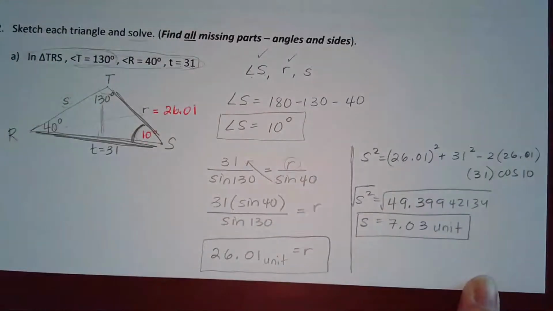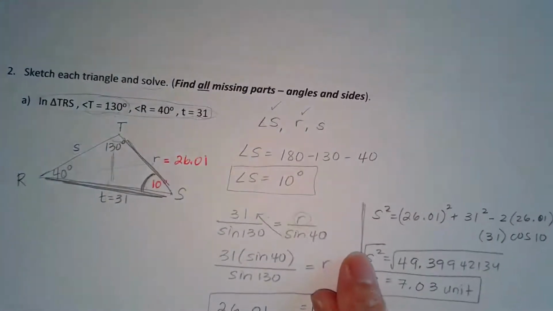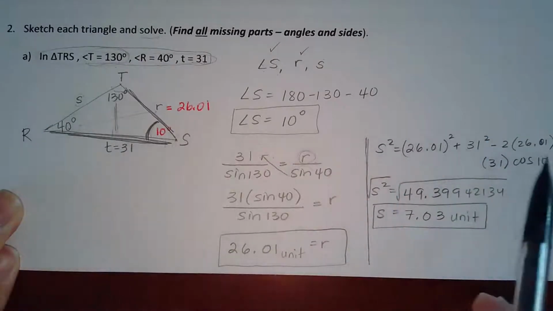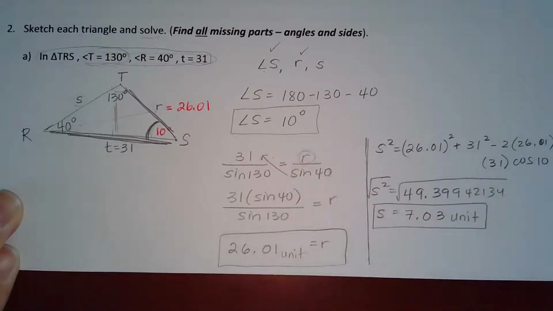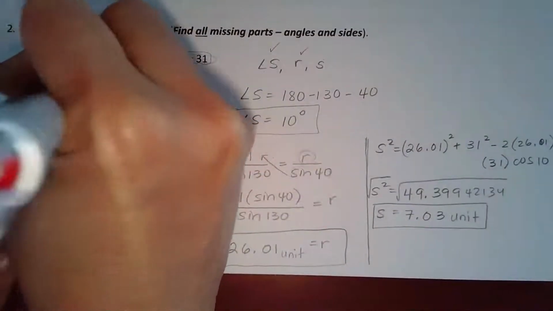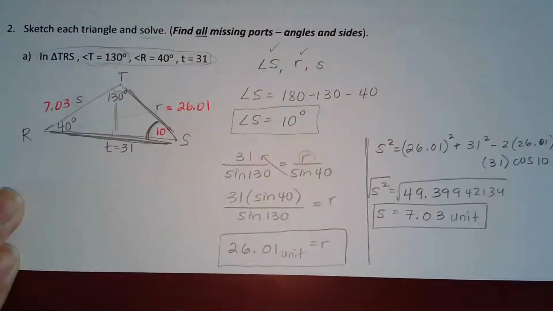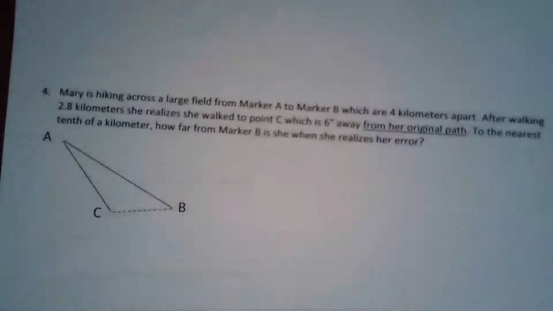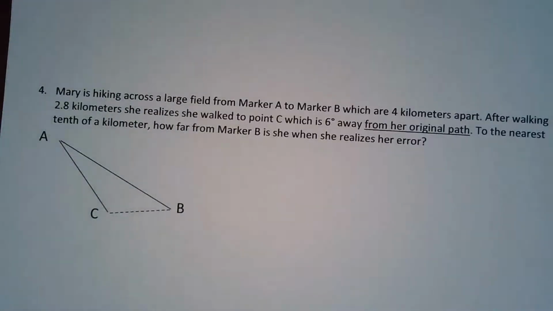So there you go. We've solved here. We're given some information, and then we used either the rule of 180, sine law, and then we did a cosine law here to solve for all of the missing information. 7.03. Okay, good. So that's that. So I'm going to get that scanned too.